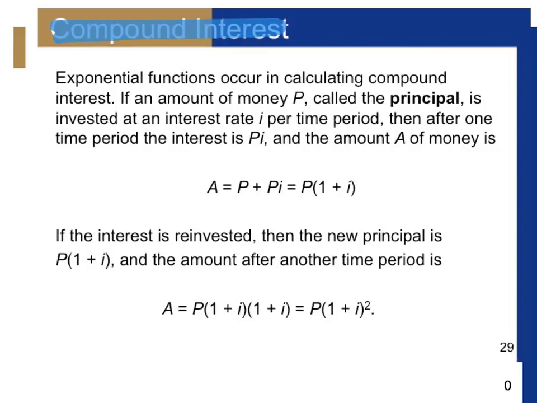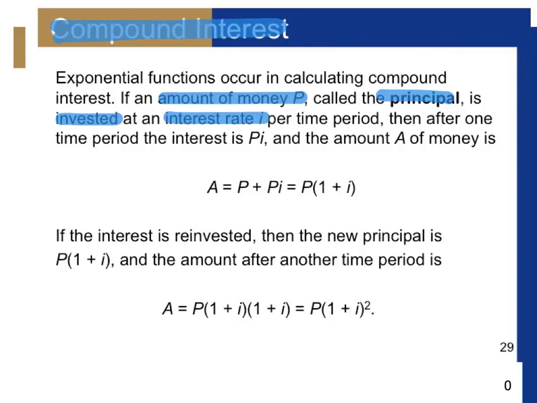Simple interest is we give you a check for your interest and you keep the same balance. Well, compound interest is your interest gets put back in your account, so you earn interest on a higher balance next time. Your interest is reinvested. So we start with our amount of money, and we'll call it P for principal, and we'll invest that at an interest rate I per time period.